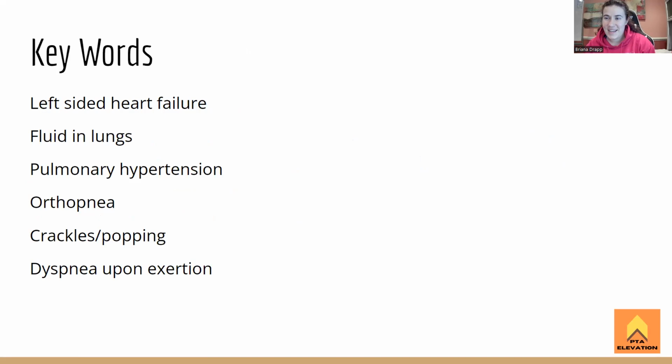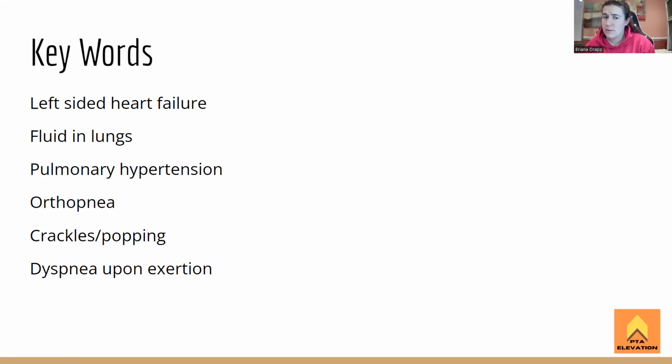So keywords associated with pulmonary edema: we're going to see left-sided heart failure. That's what's going on. Fluid is in the lungs. If we're seeing fluid in the lungs, generally we're talking about pulmonary edema. Pulmonary hypertension, again, is where there is a buildup of fluid in the pulmonary veins, and it can be in the pulmonary arteries as well. There's an excess amount of blood fluids just hanging out in those blood vessels, which is going to eventually leak out into the lungs itself, causing pulmonary edema.